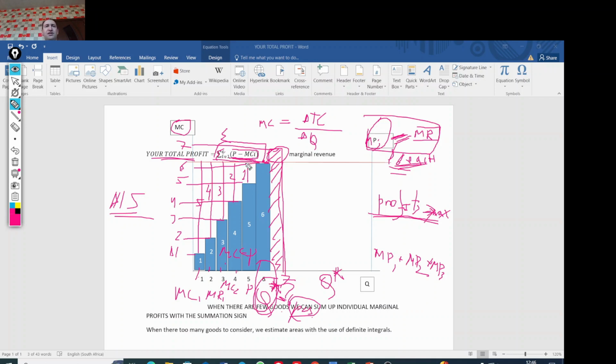You sum up and you get the total profit. That's your best profit possible, the profit that is maximized, right? In that situation when your marginal costs are like that. So when you have a limited number of goods, you can use a summation. But what transpires is when you have too many goods, right? Instead of just taking sums, you can analyze the areas under the marginal cost curves.